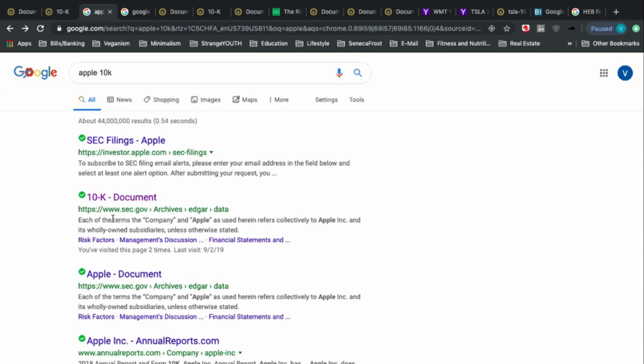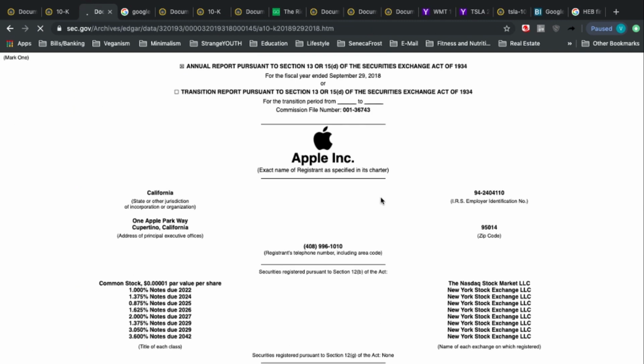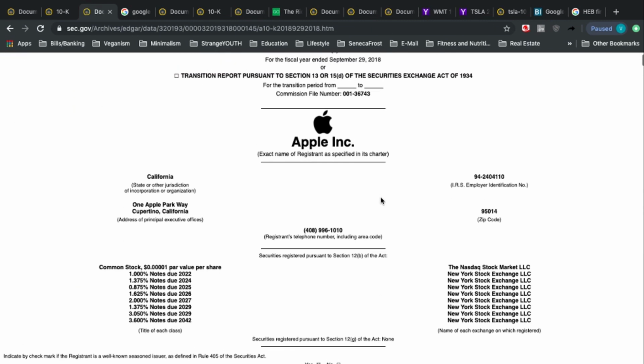Then you will get several listings. You might find that the company will allow you to look at their financial statements on their website, but you can always depend on the SEC, the Securities and Exchange Commission, to publicize or make these documents readily available for you. All you have to do is click on the link, and there you have it. You can explore the financial statements of any company that is publicly traded.